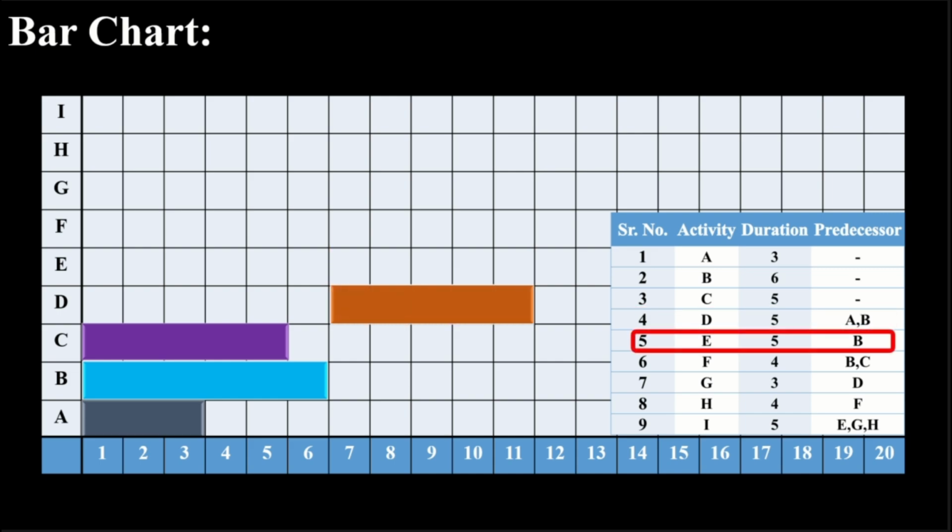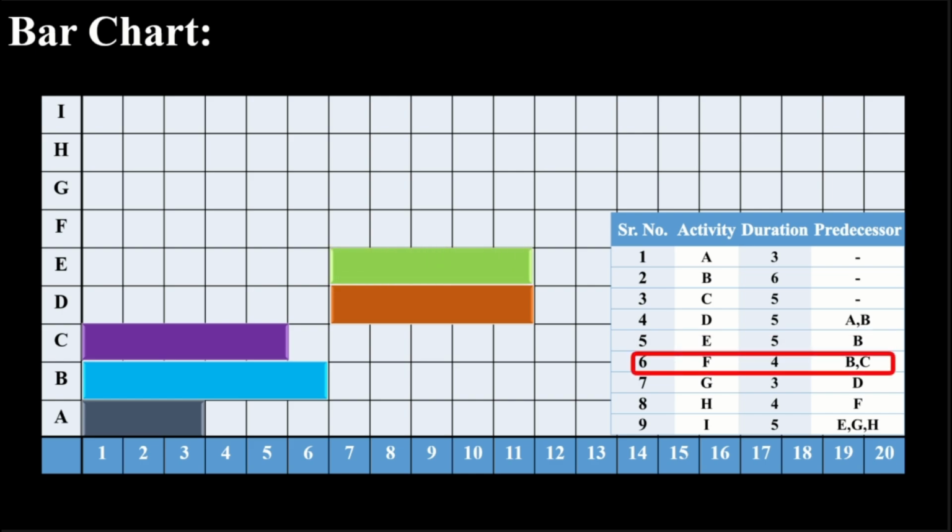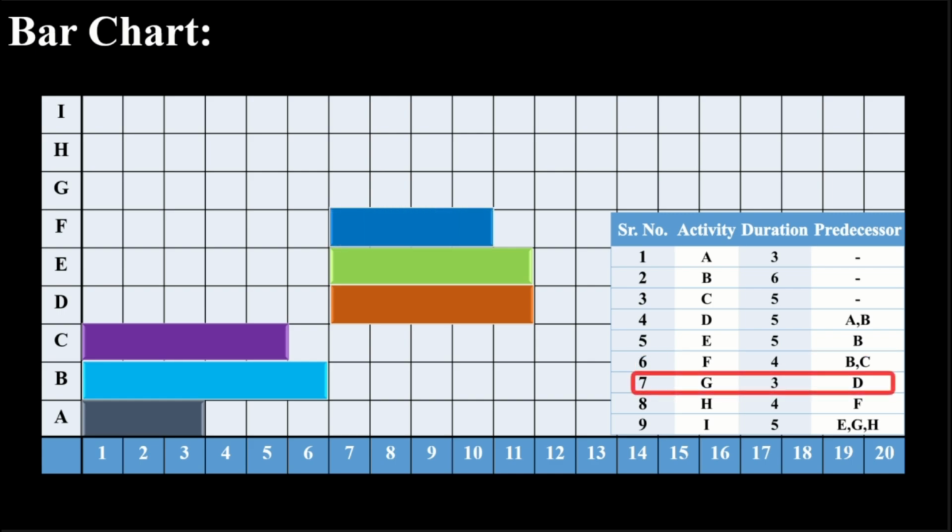Activity E starts after B ends at day 6, runs for 5 days, and ends at day 11. Activity F starts after both B and C are completed, meaning it starts at day 6, runs for 4 days, and ends at day 10. Activity G starts after D ends at day 11, runs for 3 days, and ends at day 14. Activity H starts after F ends at day 10, runs for 4 days, and ends at day 14.